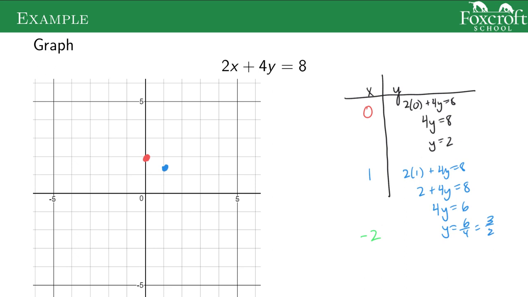And the last number that I've chosen is -2. Again, nothing special about the numbers that I chose other than 0. 0 is special because it's always the easiest one to plug in. When I plug in -2, I get -4 plus 4y equals 8. Add 4 to both sides. Divide by 4, I get 3. So when I put in -2 for x, my y value is 3.